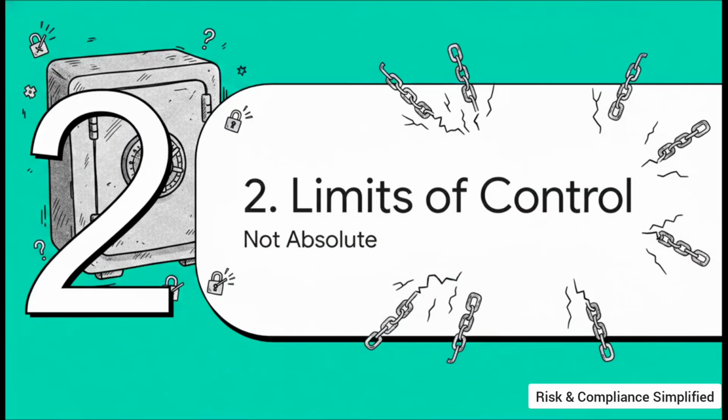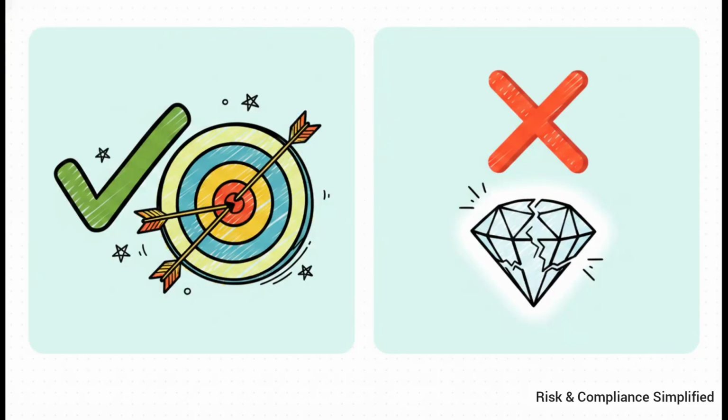Moving on to Section 2, the limits of control. Listen, even the thickest, most high-tech safe box in the world isn't perfectly impenetrable. The exam absolutely loves to test this rule of contrast. Internal controls only provide reasonable assurance of achieving objectives. They never, ever provide absolute assurance. If you see a test question claiming a control perfectly guarantees an outcome or provides absolute assurance against fraud, flag it immediately. That's a classic exam trap.